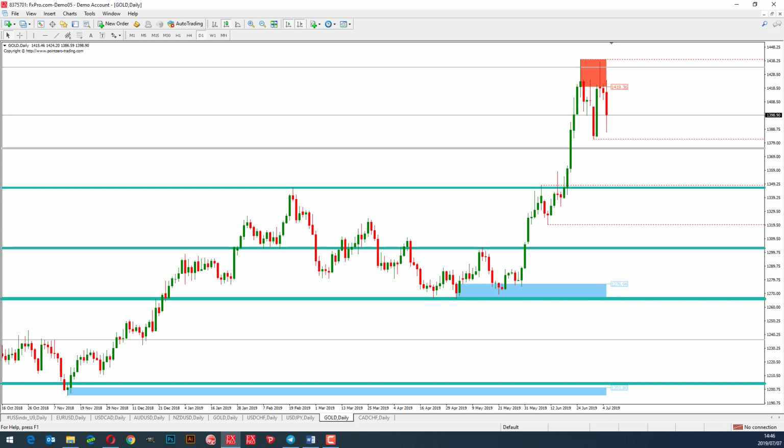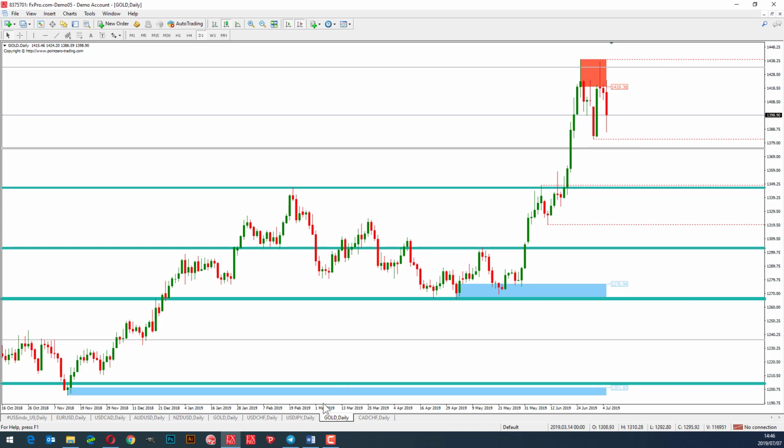So long term, we are bullish on gold, but in the coming week, expect market to test the 1380 price zone. That's where we should start looking for our long entries.